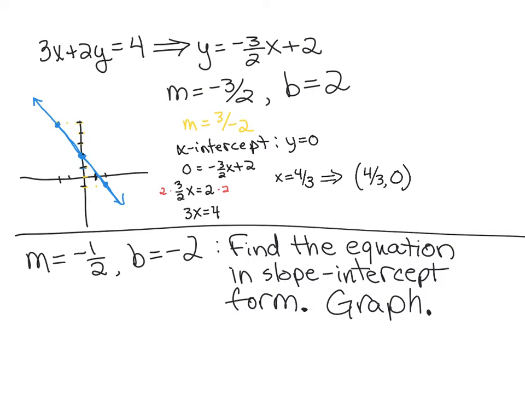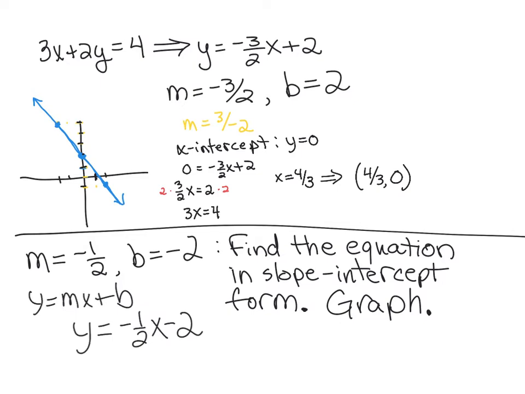Those are the 5 things I'll be looking for. Next example, given a slope and a y-intercept, can you find the equation? Well, that should be pretty easy because y equals mx plus b means that y equals minus 1/2 x plus b, which is minus 2.